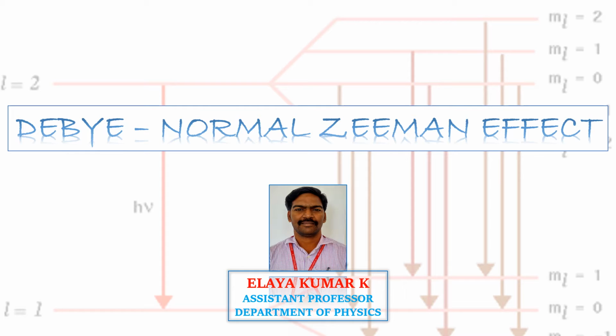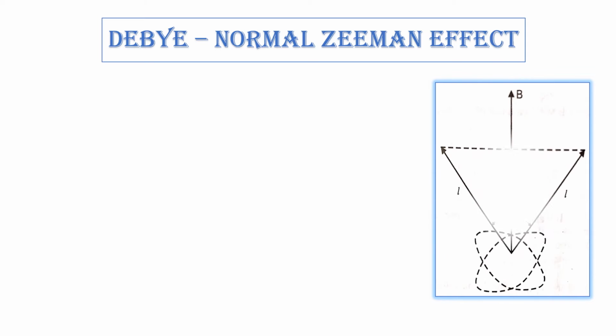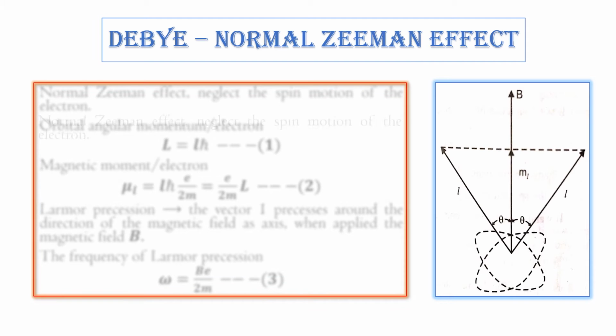So in this video, I am going to discuss Debye's theory of normal Zeeman effect. Debye explained the normal Zeeman effect taking into account the concept of electron spin. In this normal Zeeman effect, we can neglect the spin motion of the electron.